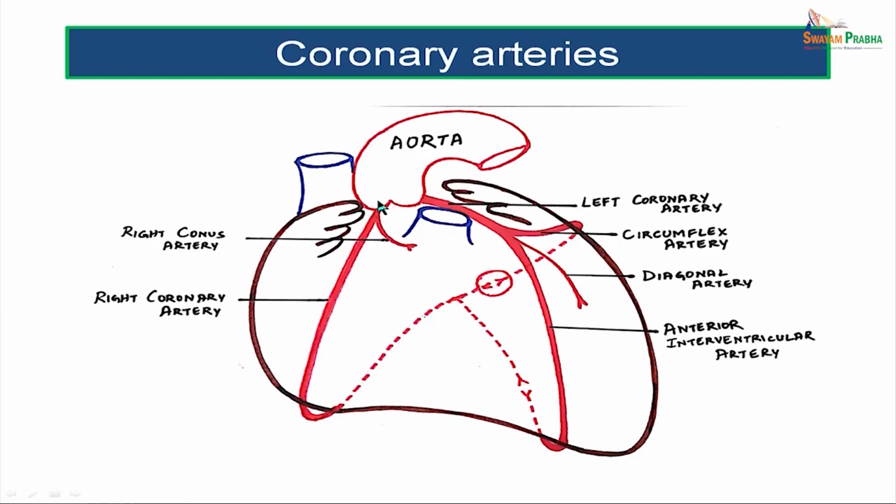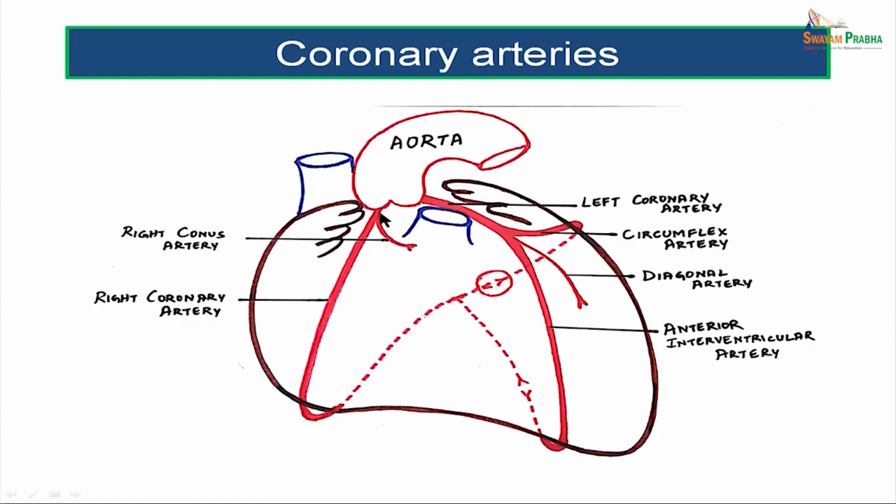Now, let us look at the right coronary artery. As soon as the right coronary artery takes its origin from the anterior aortic sinus, it is going to give off a branch which is going to supply the infundibulum of the right ventricle. This artery is called the right conus artery. Occasionally, the right conus artery can arise directly from the anterior aortic sinus or the right coronary sinus.